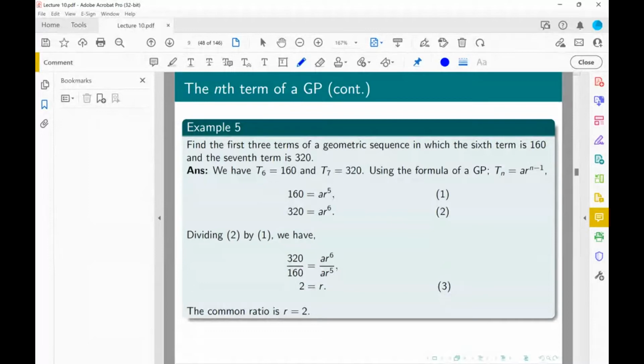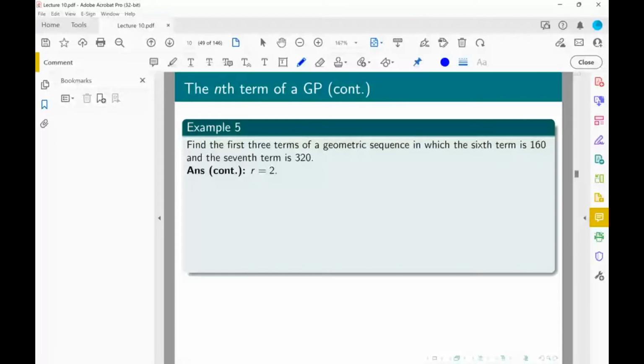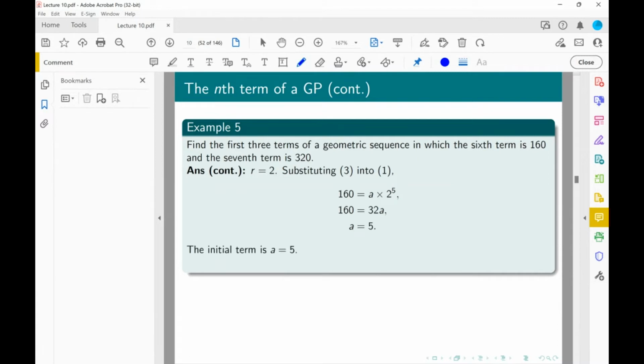Okay, so if we believe that 320 on 160 is 2, that's the ratio, then using the fact that we know that A times R to the 5 is 160, and R is 2, we'll end up with 160 equals A times 2 to the 5, and now it's a matter of solving back to find A. So that's 160 is 32A, divided through by 32 gives us 5. So the initial term is 5, and that's enough to give us the GP, because the initial term is 5 and the common ratio is 2.